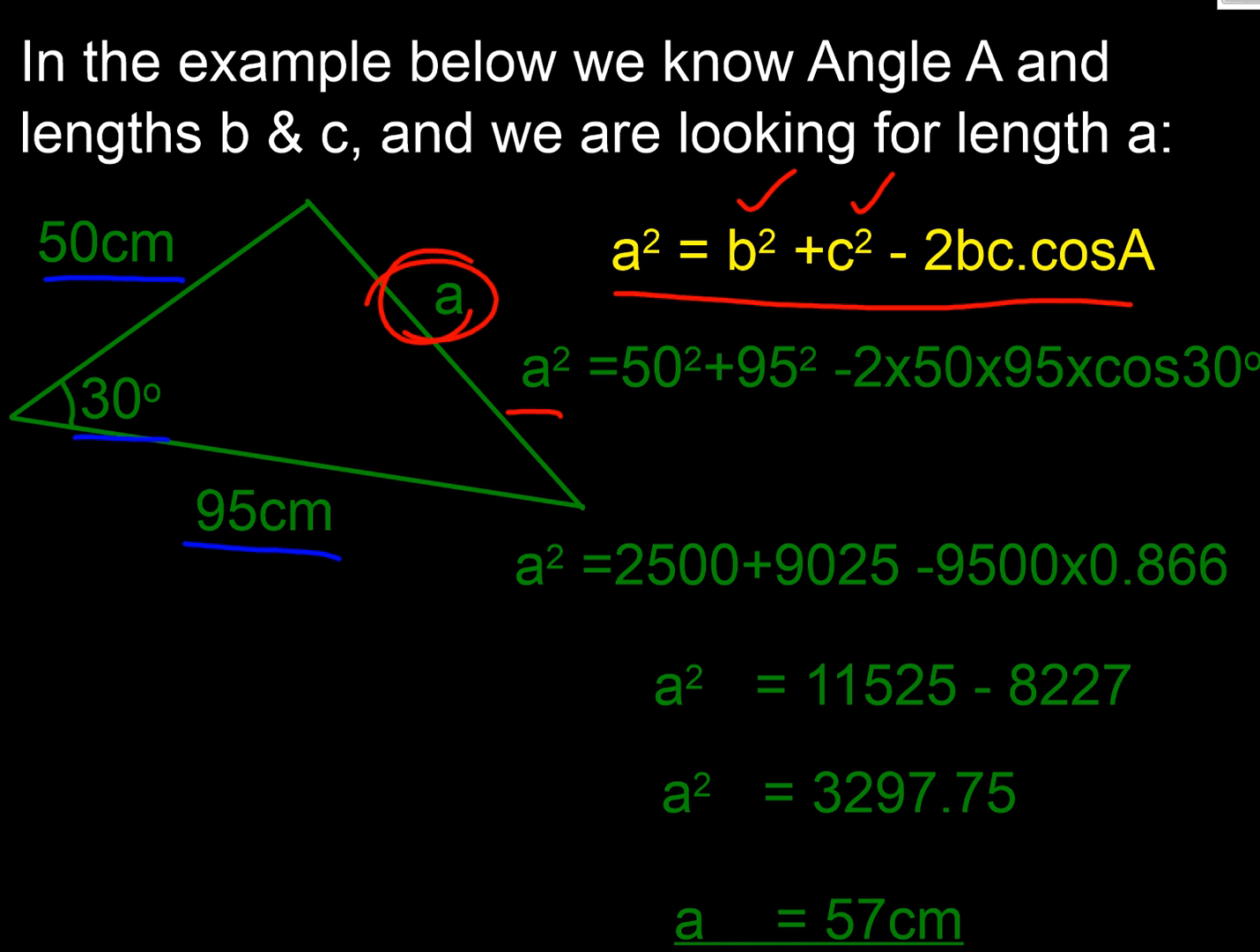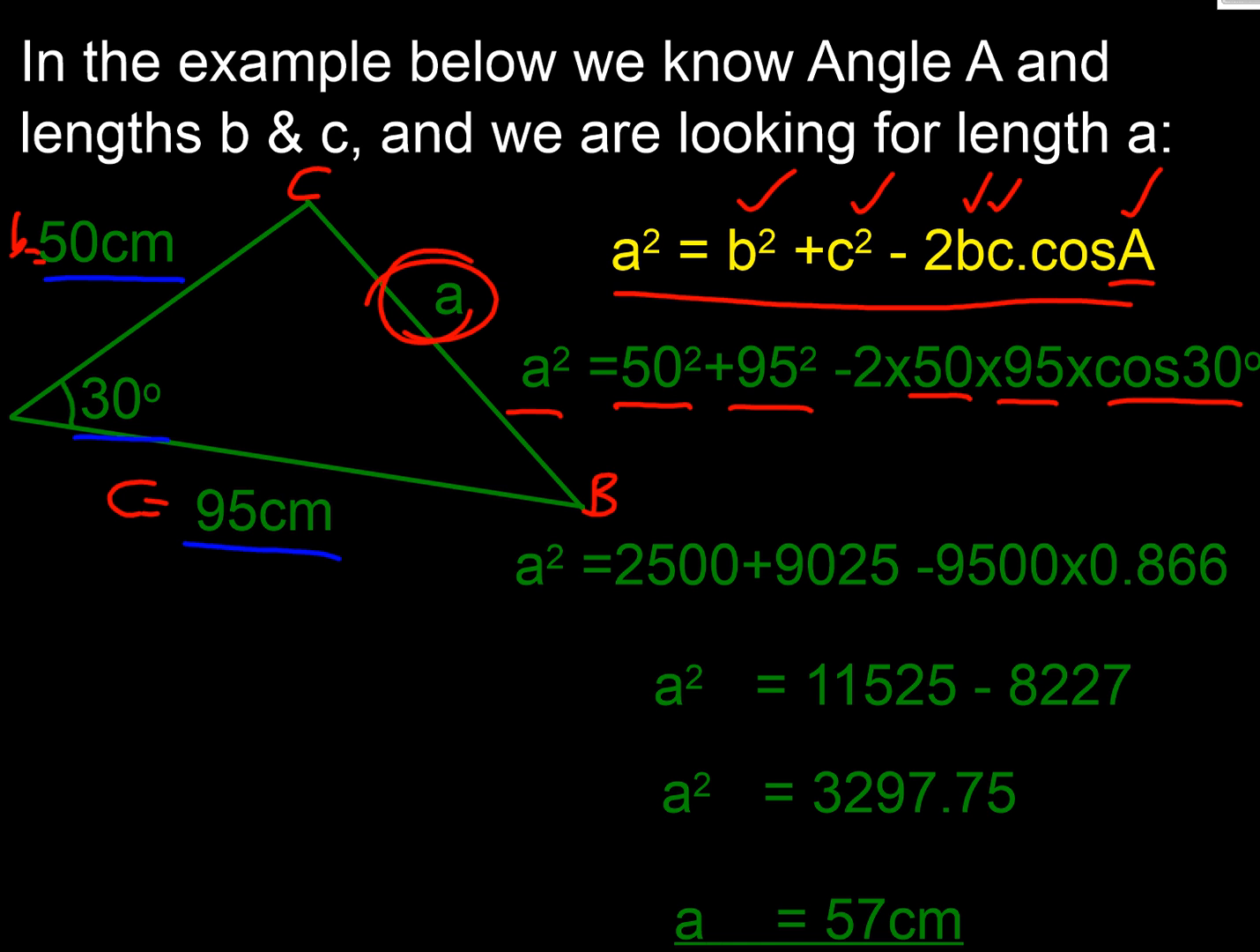It doesn't matter which way we call them, but let's call that b, and we'll call that little c. That would be big angle C, wouldn't it? So I know b and c, that's 50 and 95. And then I know this b and c, it repeats again, and I know the angle A as well. So if I substitute those values in, I get 50 squared plus 95 squared minus 2 lots of 50 times 95 times cos of 30, which is the angle.